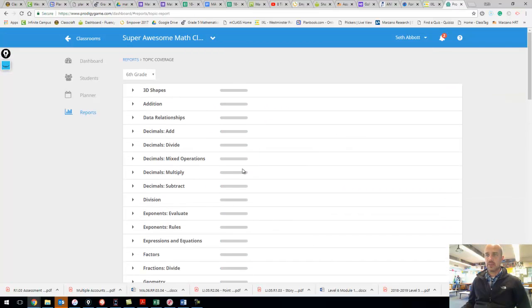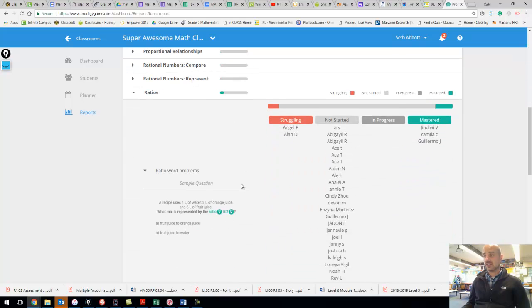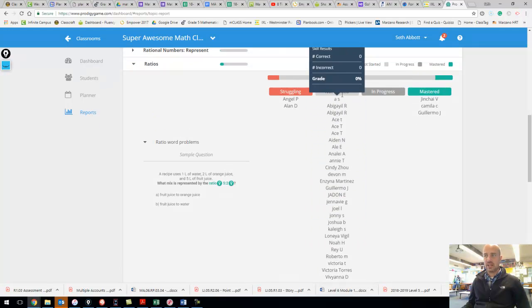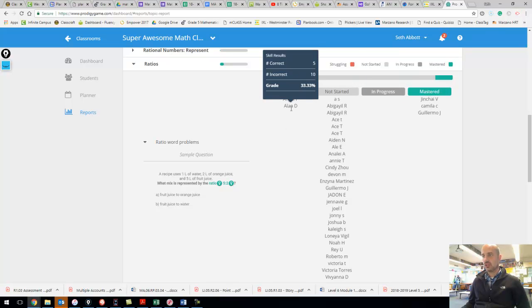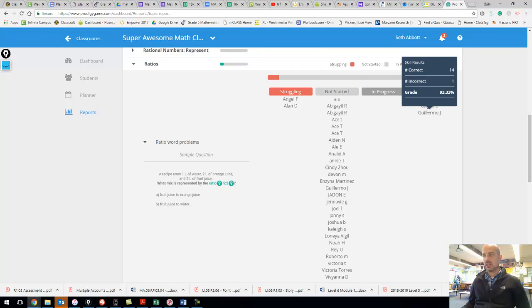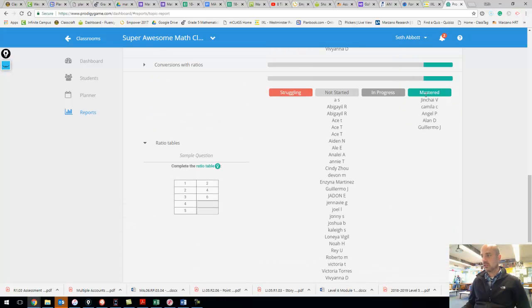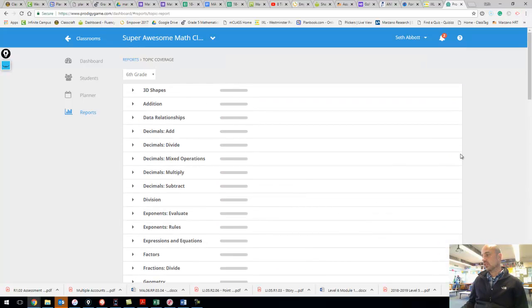Same thing, I can come in and assign them specific skills, and within those skills, you'll see here, these are all the students in the class. These guys haven't started yet because they haven't been assigned it. With ratio word problems, I have Angel and Alan struggling, and I can see their percentages, and I see that Jin, Chai, Camila, and Guillermo have mastered it. I do put these in as evidences depending upon the curriculum and the indicator. It's another way for me to gain feedback about how they're doing, and they also use Khan Academy, which is a great way for them to get feedback.